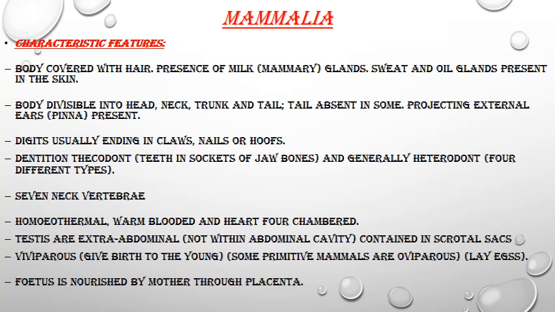Definition: thecodont. Thecodont means teeth in sockets of jaw bones, and generally heterodont. 4 different types, 7 neck vertebrae, homeothermal, warm-blooded and heart 4-chambered. Testes are extra-abdominal, not within abdominal cavity, contained in scrotal sacs, viviparous, give birth to the young. Some primitive mammals are oviparous, lays eggs. Fetus is nourished by mother through placenta.